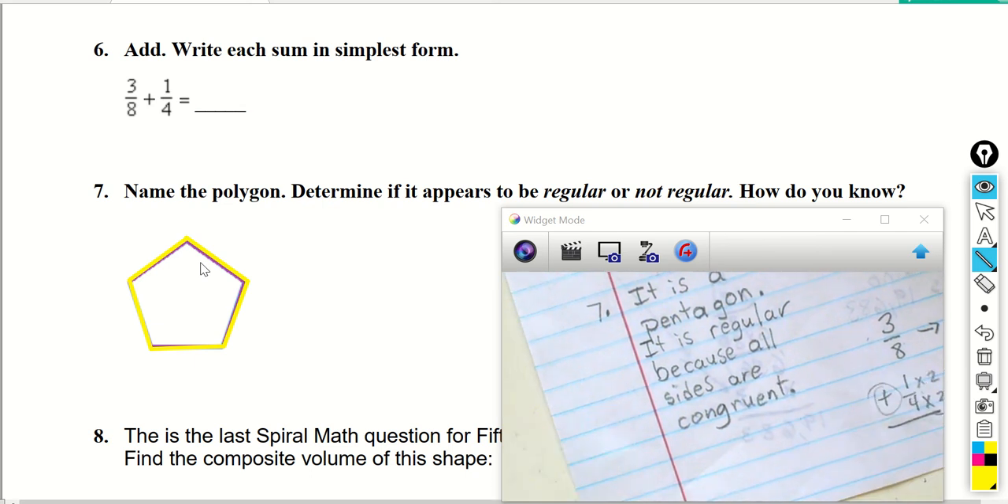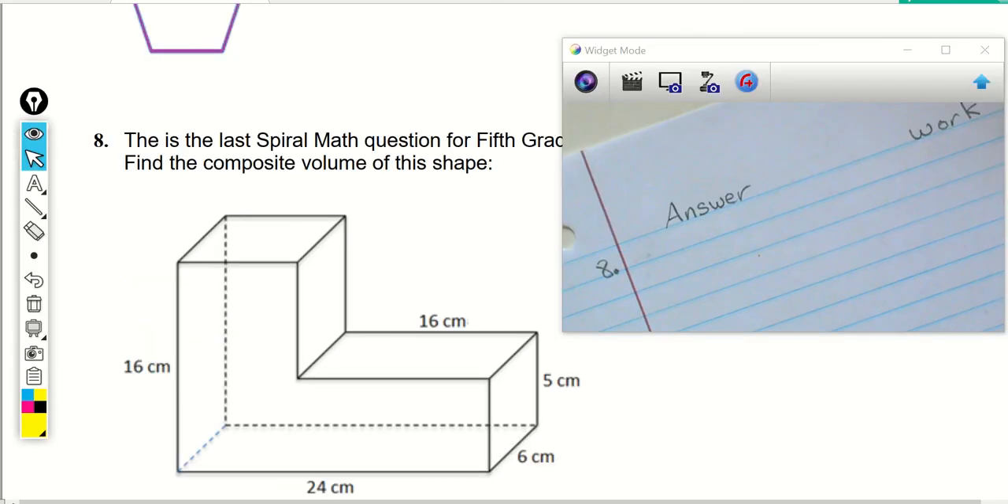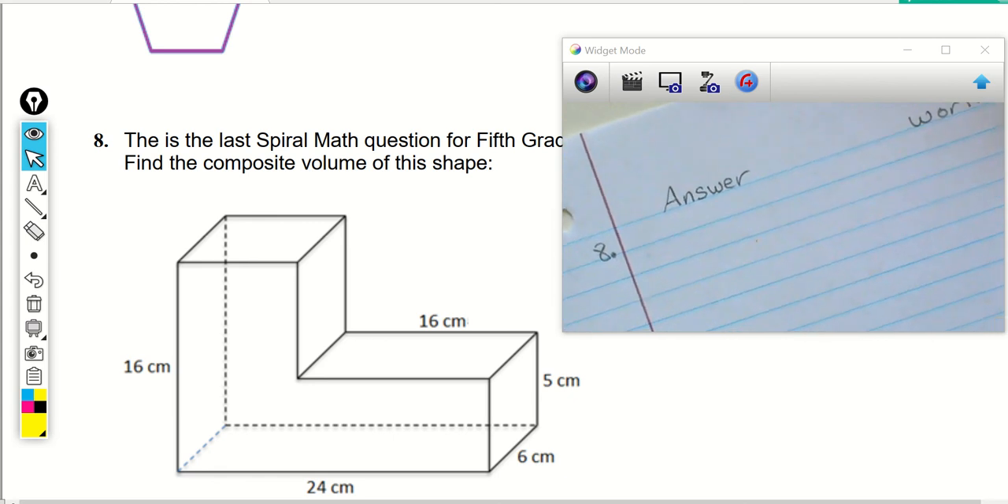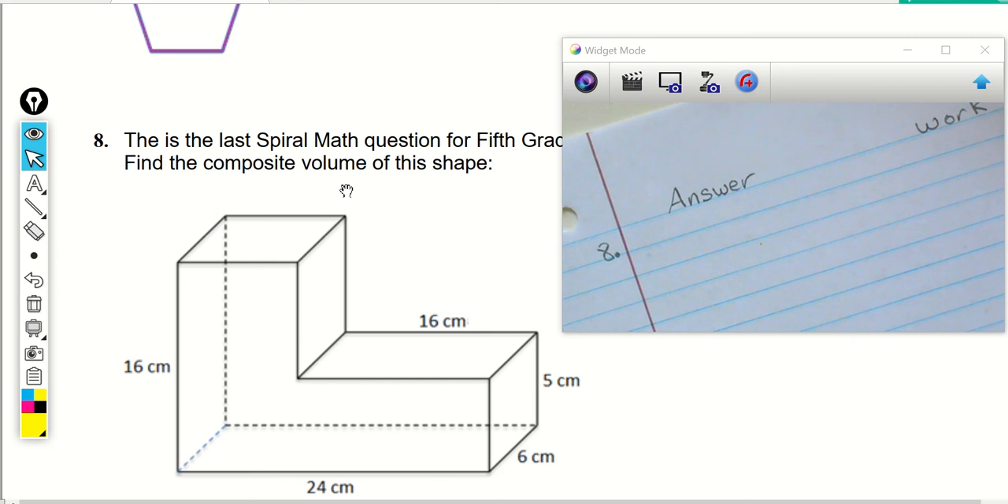All right, great. Now, boys and girls, it is time for the last question of Spiral Math for 5th grade. The last question for Spiral Math for 5th grade is number 8 here for Friday, May 15th. And it is finding the composite volume of this shape.